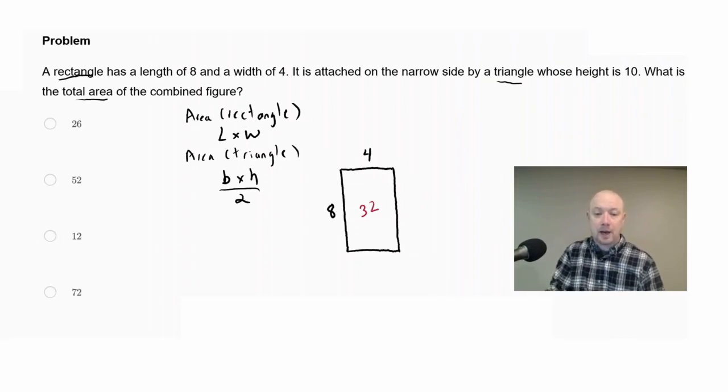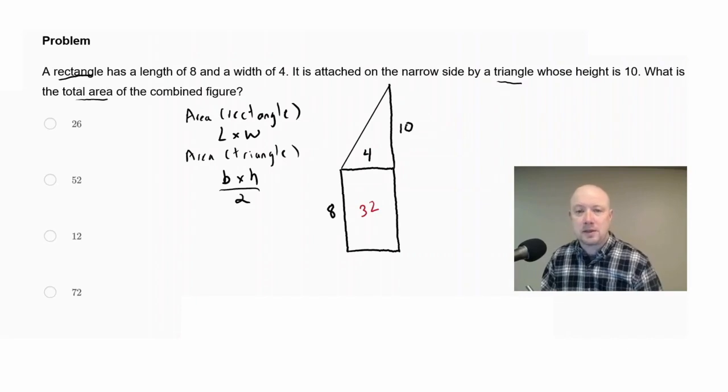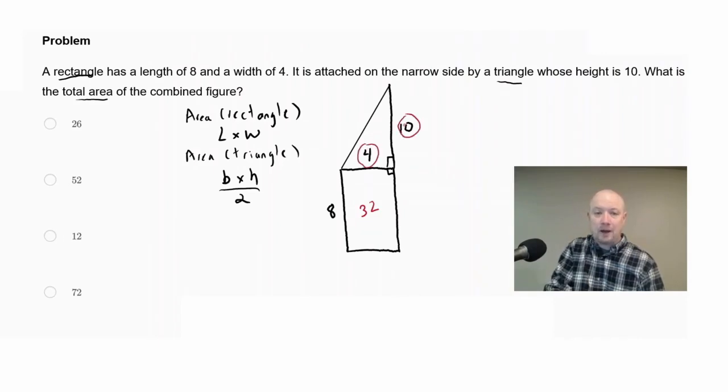Then we have a triangle that is attached to the narrow side, and it has a height of 10. The narrow side would be the side of 4, and we're going to attach a triangle. Again, I'm not going to be to scale, but I'm just going to make a sketch of this. So this is my triangle, with a height of 10. Since it's attached to the narrow side, and this is a rectangle, we have a right angle here, which means this is a right triangle. In a right triangle, the legs make up the base and height. So in this case, we have a base of 4 and a height of 10.